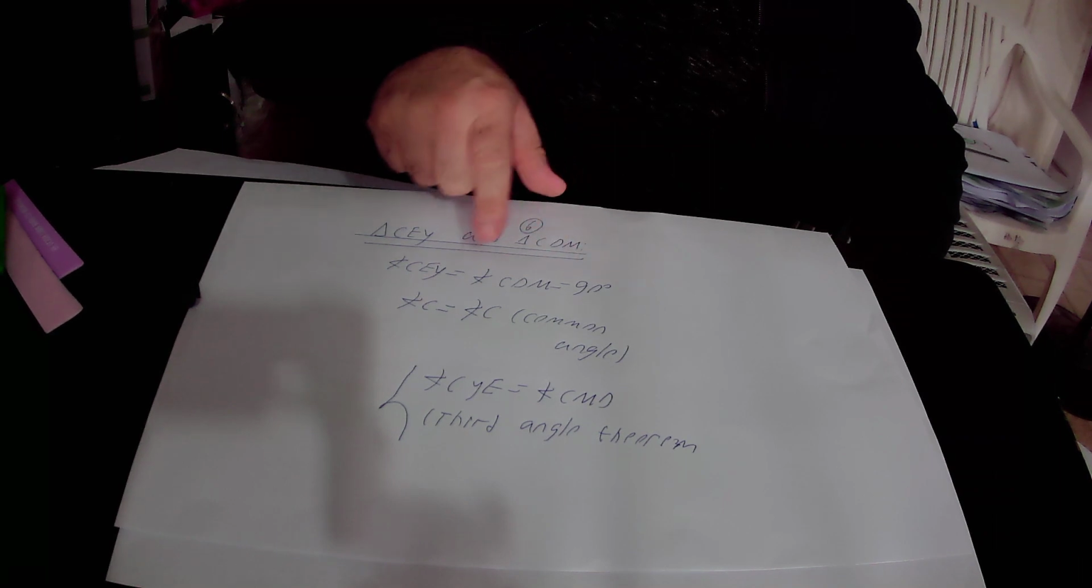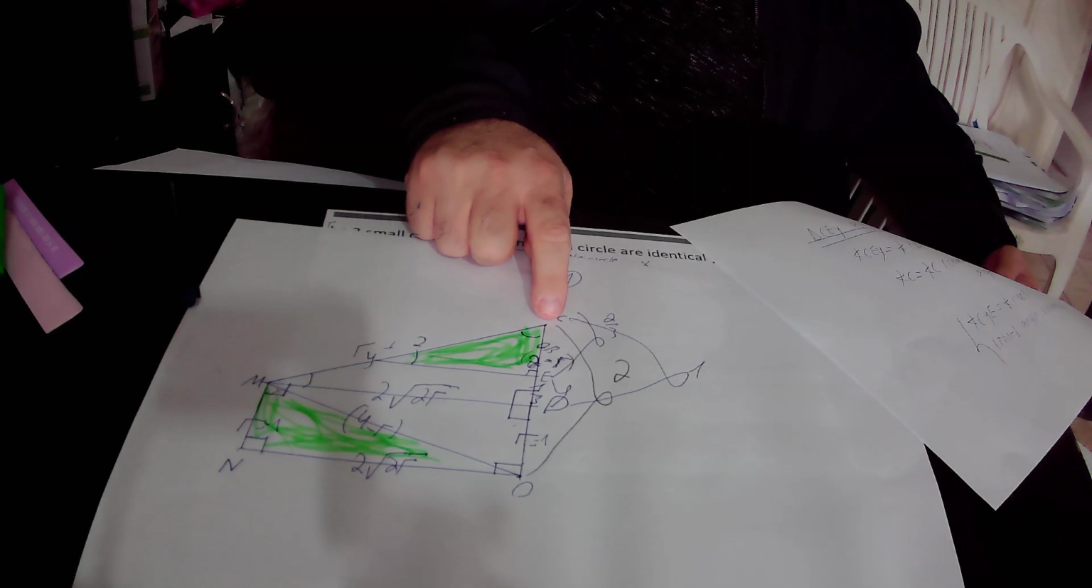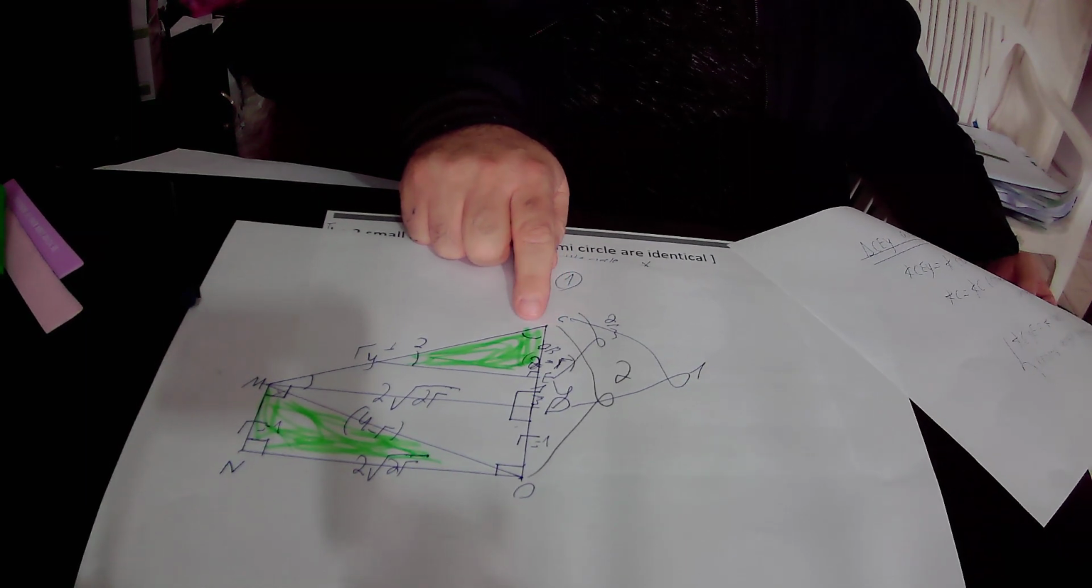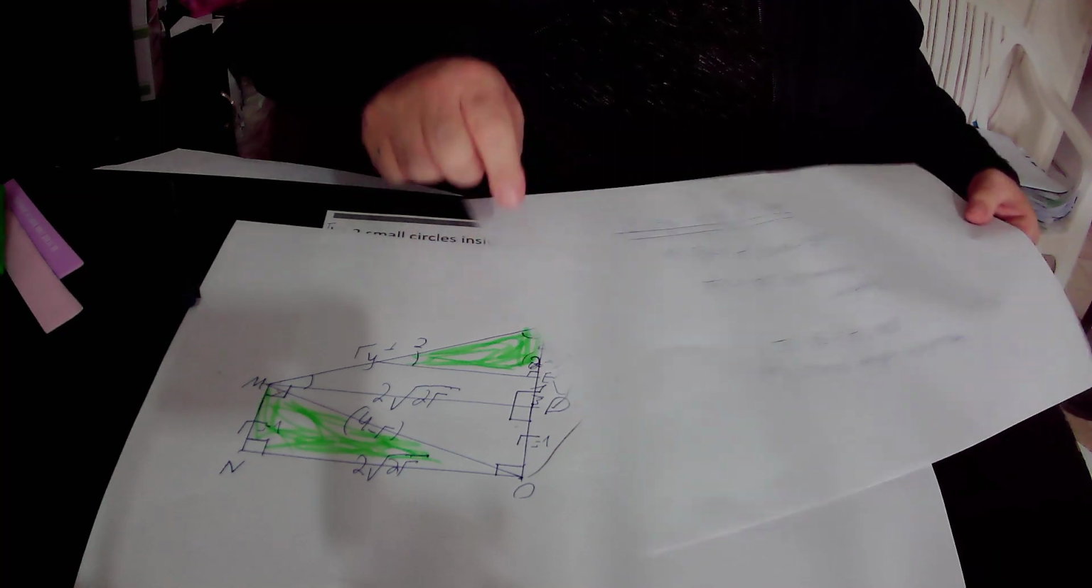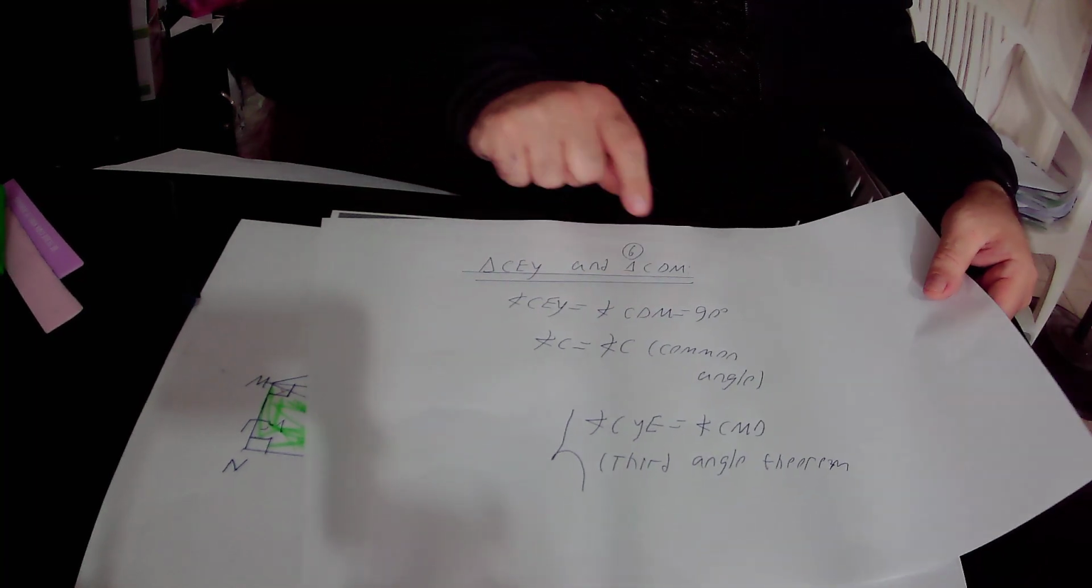And also we have angle C that equals angle C. It is a common angle. This angle, angle C, is a common angle. It belongs to both triangles. So we can write down that angle C equals angle C. It's a common angle that belongs to both triangles.